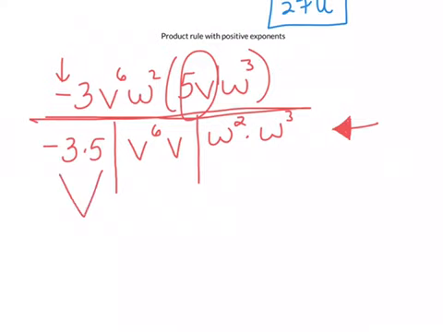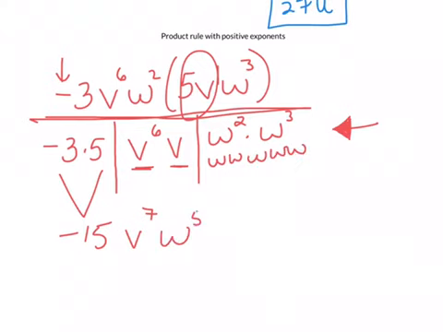All right, back to our problem. Negative 3 times positive 5 gives us a negative 15. If we have 6 v's joining 1 v, that's going to give us a total of 7. And again, you have 2 w's, and then we have 3 more w's. How many altogether? We have 5 w's. That's it. It's just that simple.